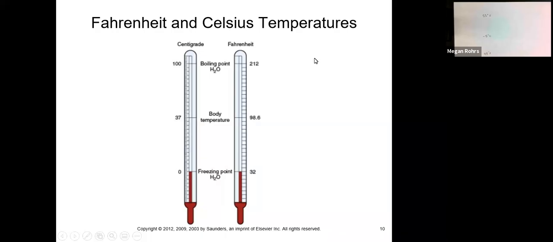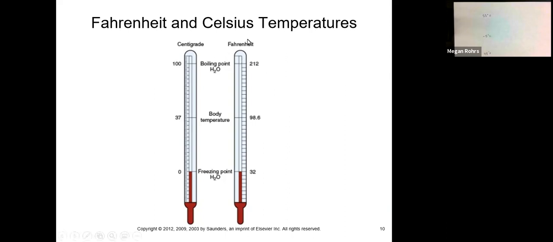All right, the last topic of this chapter is converting between Fahrenheit and Celsius temperatures. It is important to know that, in the United States, we use Fahrenheit temperatures. Some drugs may be listed to store in a Celsius temperature. So that's why it's important for us to know how to convert between the two.